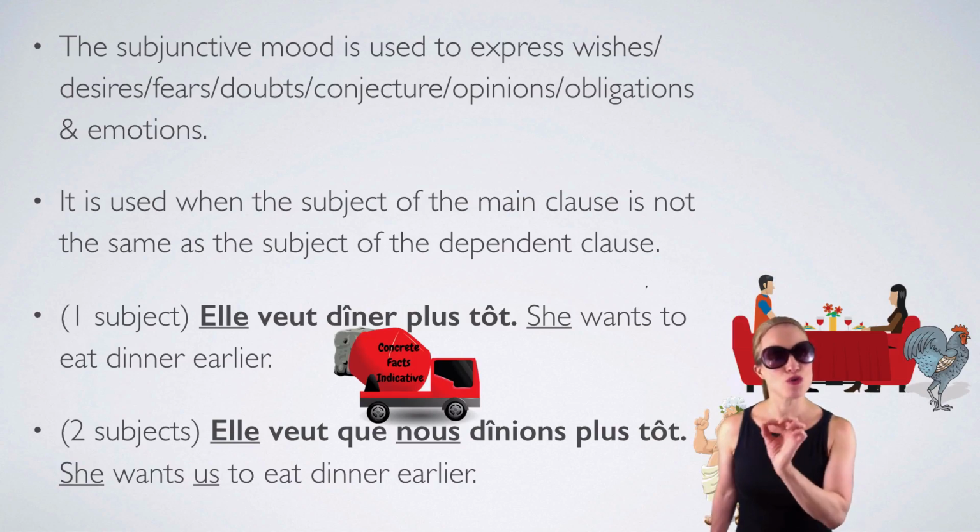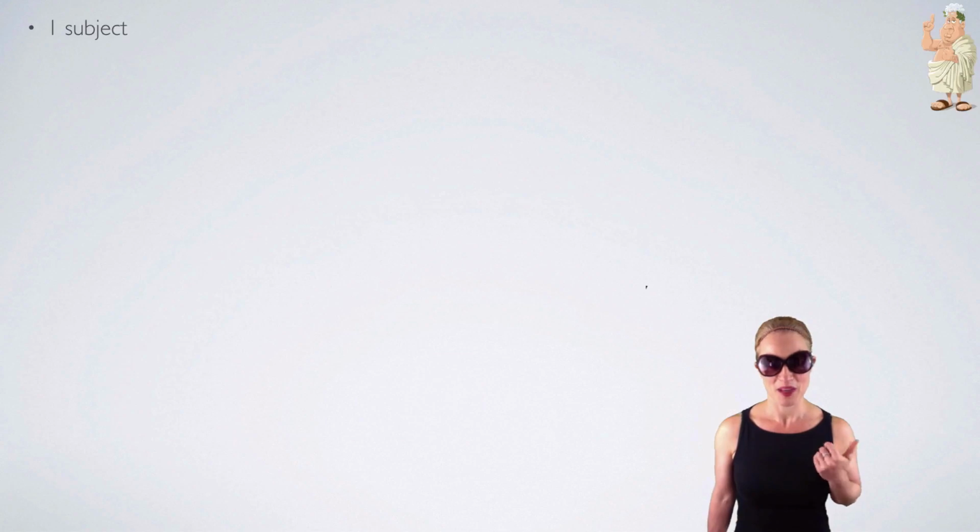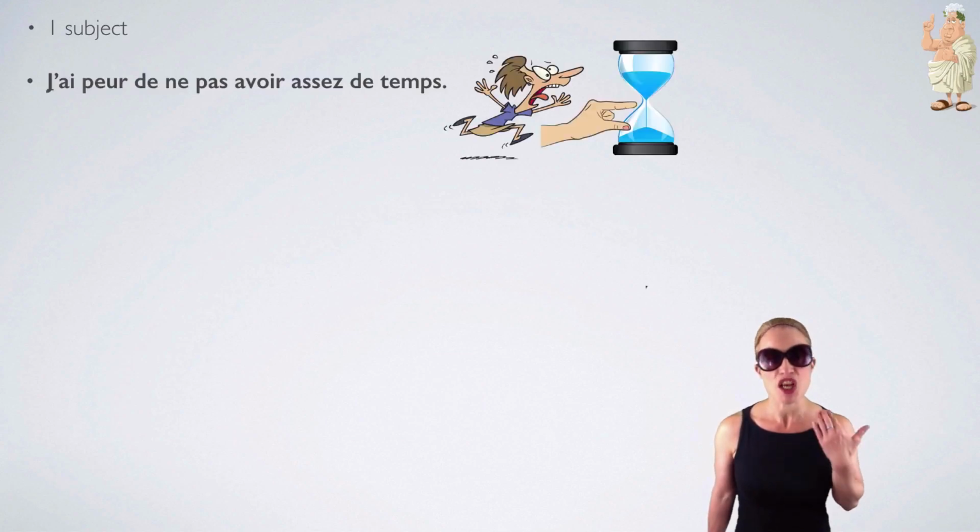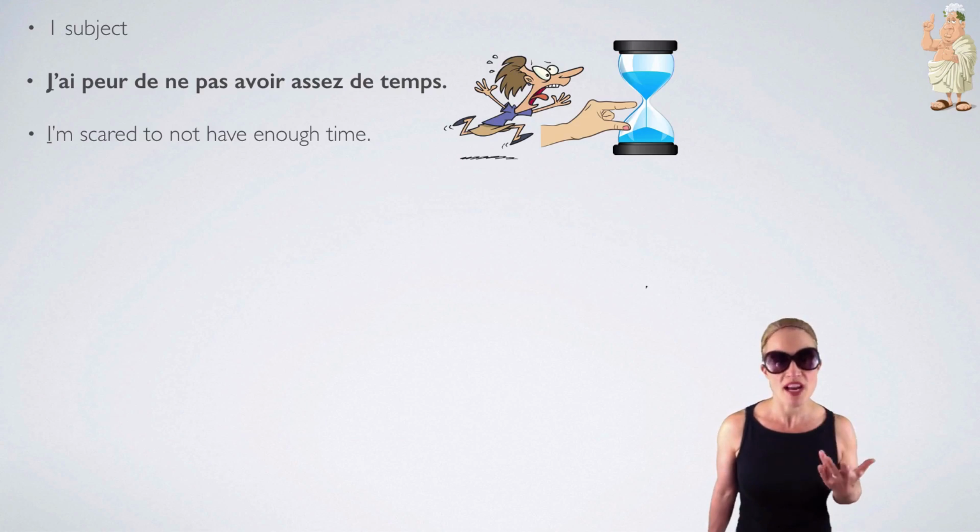Two subjects. Elle veut que nous dînions plus tôt. She wants us... two subjects... She wants that we eat dinner earlier. Again, one subject. J'ai peur de ne pas avoir assez de temps. Meaning, I'm scared, I'm afraid not to have enough time.